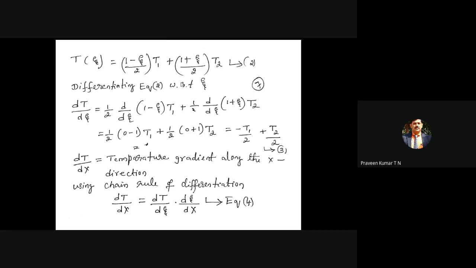We can see equation number 2. So dT by d xi, after simplification, we get minus T1 by 2 plus T2 by 2. Now, in most cases we require dT by dx, the rate of change of temperature along the length of the rod. Let's say you are heating the rod from one end. How does the temperature change from one end of the rod to the other end? At the tip of the other end, the temperature may be room or ambient temperature. But from one end of the rod to the other end, the temperature varies. How it varies is given by the mathematical equation dT by dx.